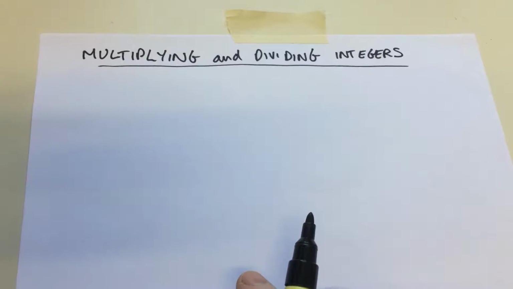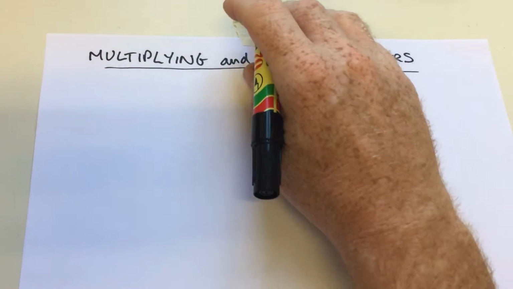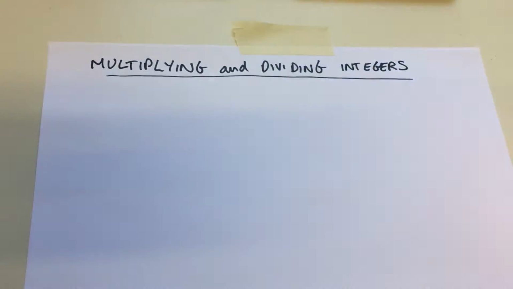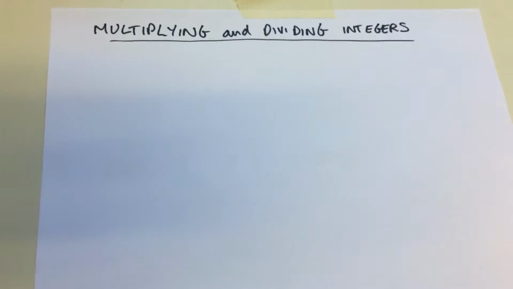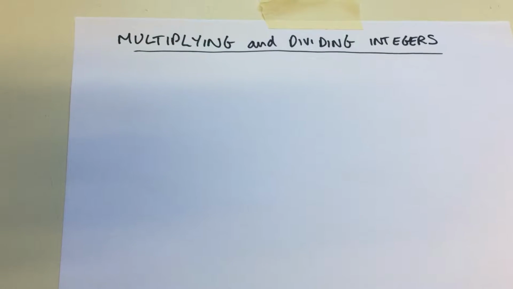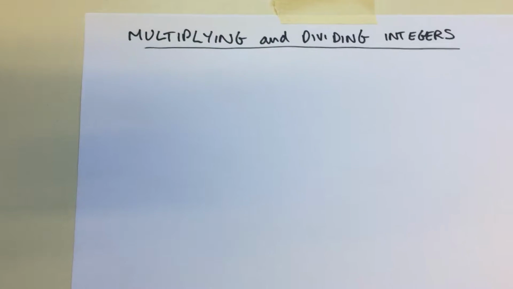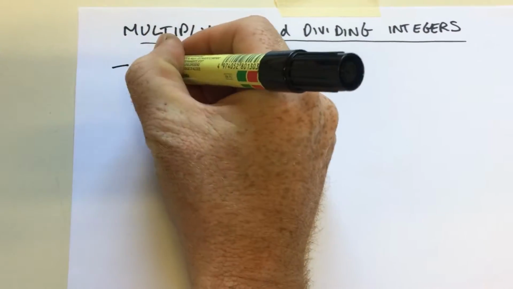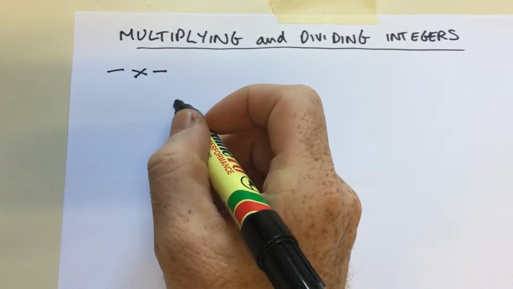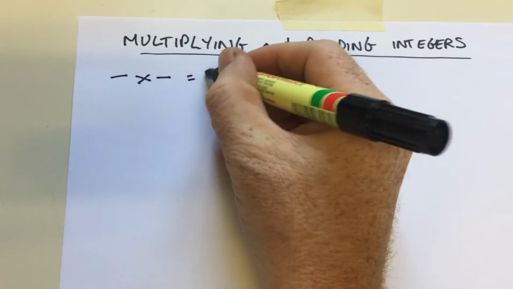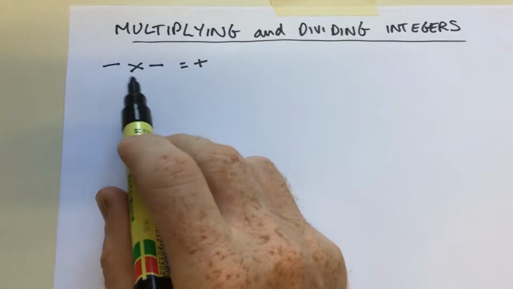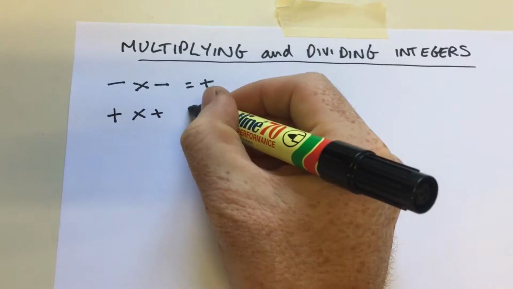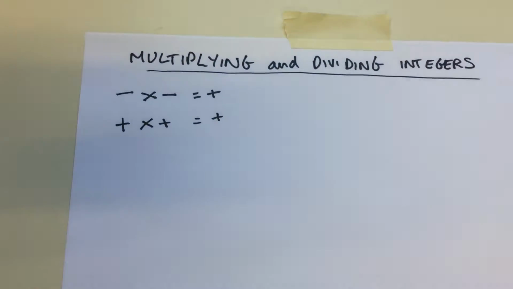Okay, year 7. So we're looking at the question of how do we multiply and divide integers. So far we've added and subtracted integers, haven't we? But this has a slightly different rule. The rule is that if you have the same sign, so let's say I have a minus times a minus, that will give you a positive answer. If you had a positive times a positive, your answer would also be positive.